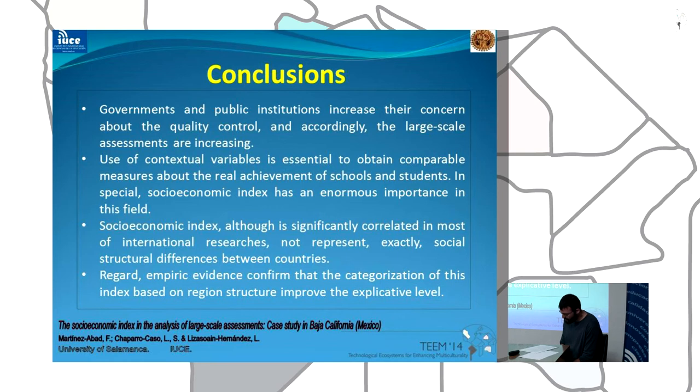At the end, this research confirms this importance, present in most international studies. However, the socioeconomic index as a continuous variable does not represent exactly the social and structural differences between countries. So, the empirical evidence obtained here confirms that the categorization of the socioeconomic index, based on regional structure, improves the explanatory level of the variable on the achievement of students and schools.